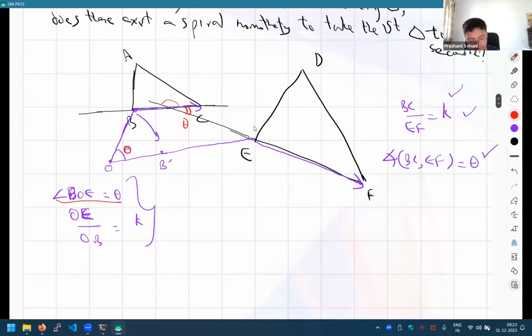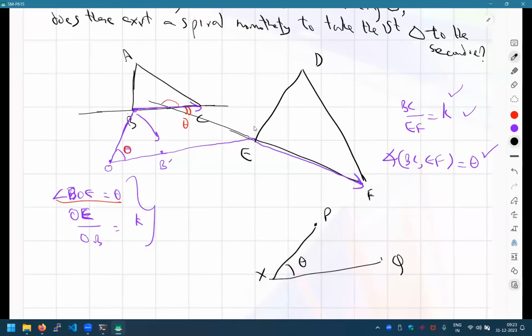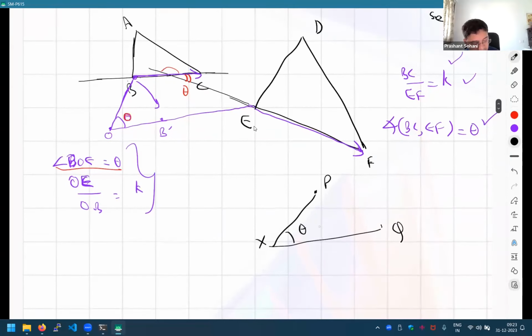Whenever you have any 2 points, suppose you have any 2 points P and Q, and you know that the angle formed by them with some variable point x is theta, then what is the locus of this point x? A circle. It is a circle where the central angle is 2 theta. So if you want to construct this, you can construct the central angle of 2 theta.